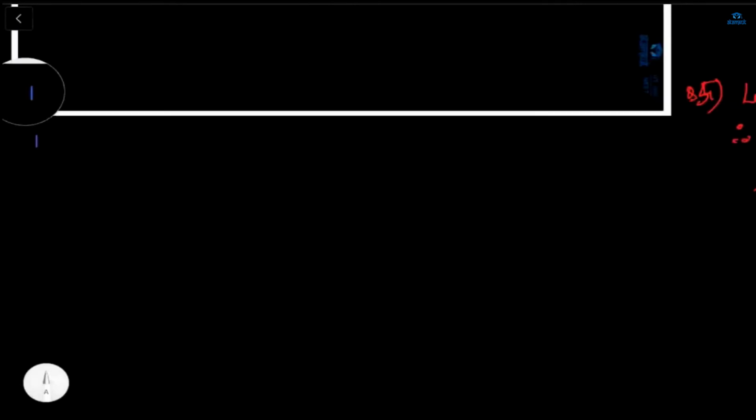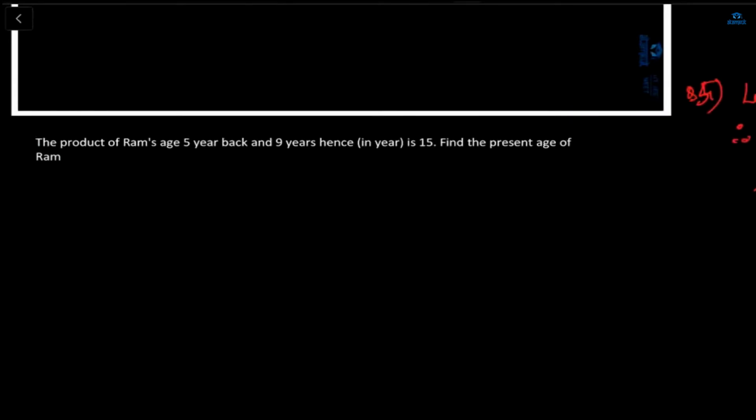Let's do this. The question is: the product of Ram's age 5 years back and 9 years hence is 15. Find the present age of Ram. How are you going to do it? We are talking about the product of Ram's age. 5 years back means we move 5 years back from the present, and 9 years hence means 9 years forward.